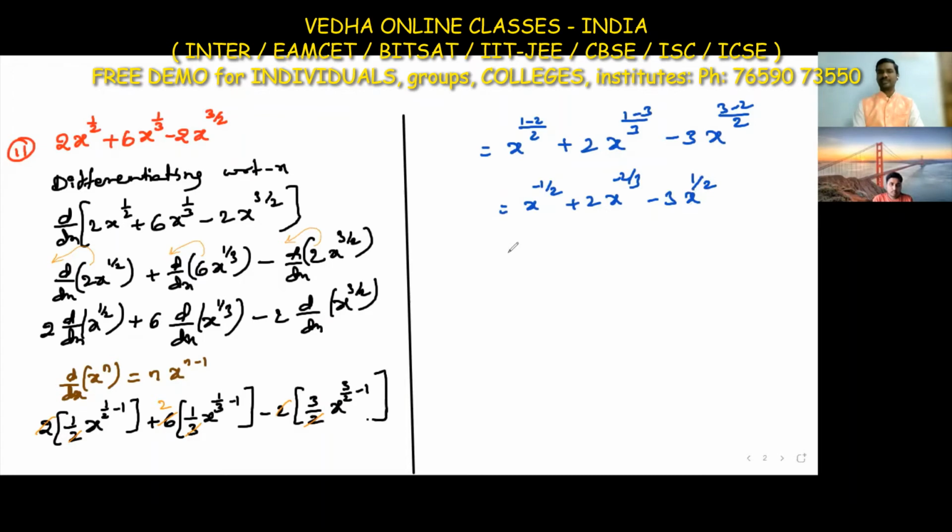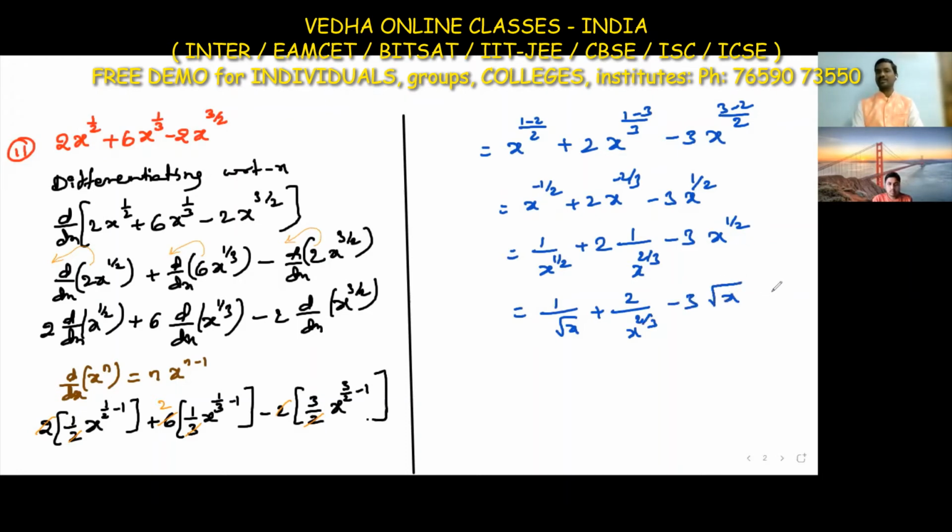Okay, so x to the power minus 1 by 2 we can write as 1 by x to the power plus 1 by 2. Whenever we have the negative sign in the power, take it to the denominator. x to the power plus 2 by 3. Minus 3 into x to the power 1 by 2. Power 1 by 2 means root, so 1 by root x plus 2 divided by x power 2 by 3, just write it as it is, minus 3 into x power 1 by 2. Either you can keep it like that or write it as root x.